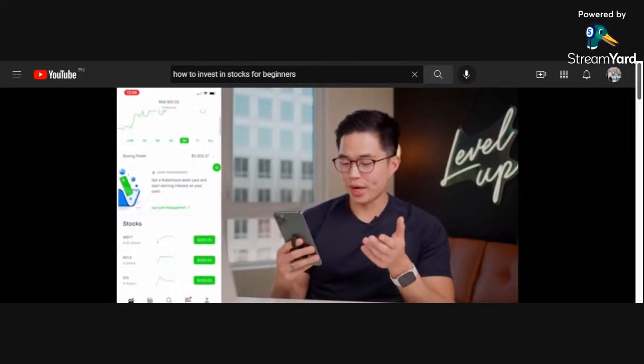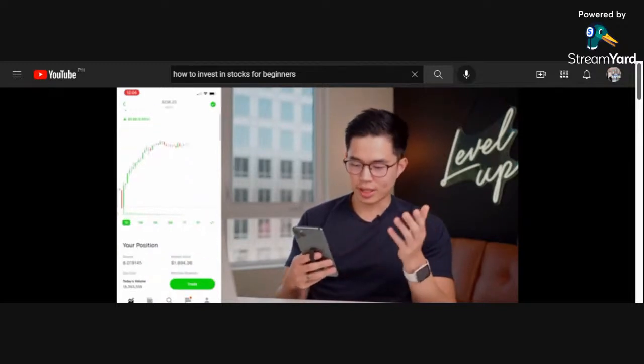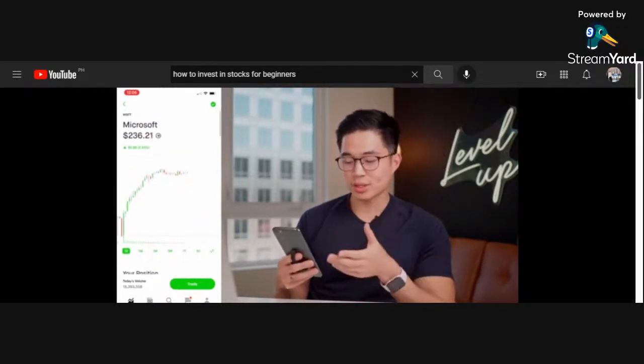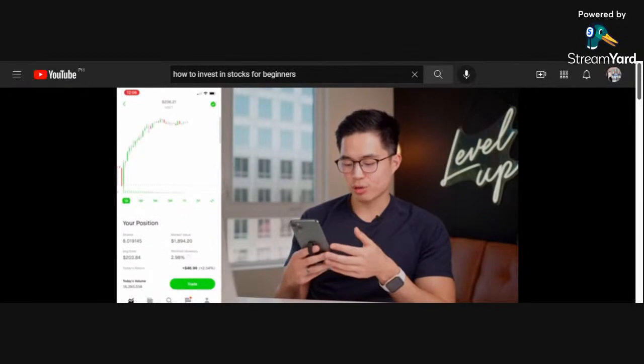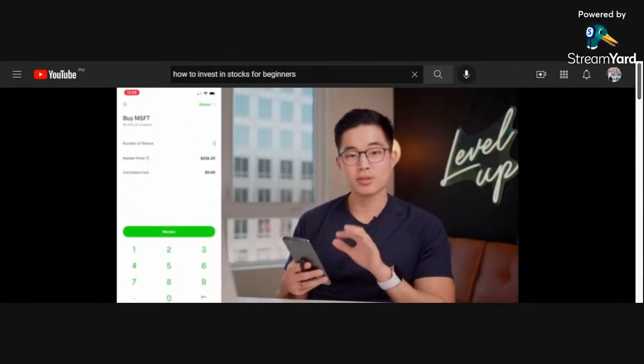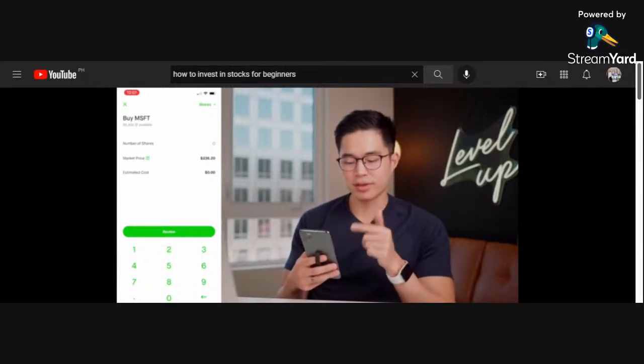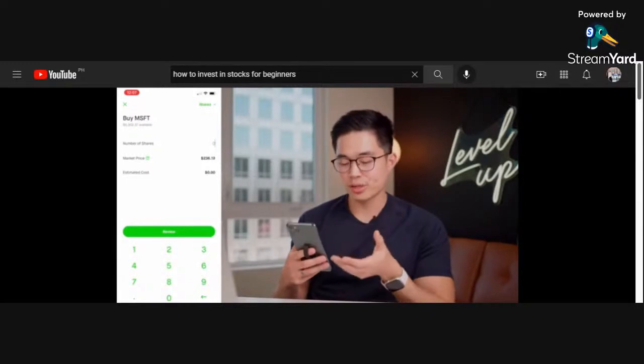Let's say I want to buy a share of, let's say Microsoft, right? This is always a great company to buy. So I'm going to come to the Microsoft screen right here. I'm going to click trade, and I'm going to click buy right here. You can see that I could also click sell if I want to sell some of my shares. That shows me I have about $5,000 available. It's going to ask me the number of shares I want to buy.